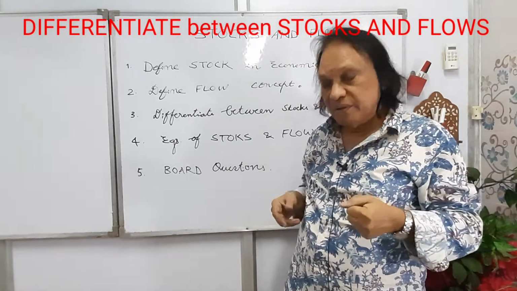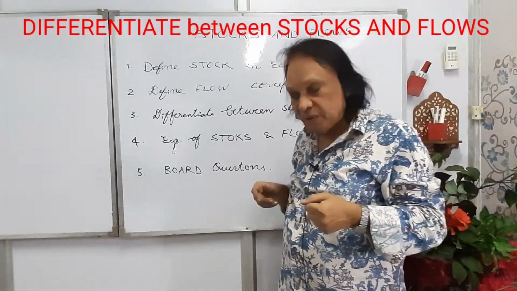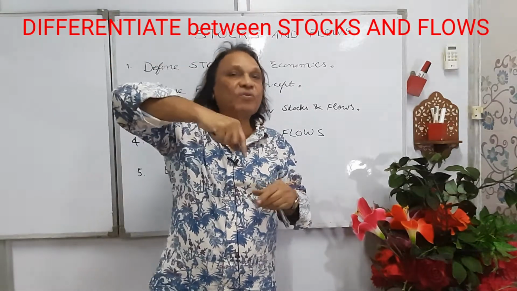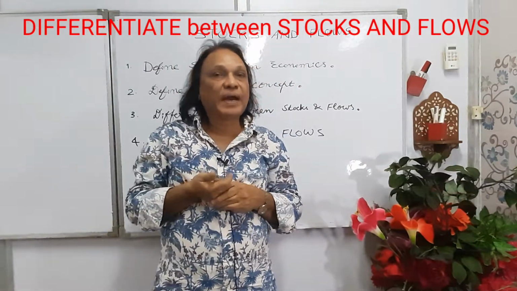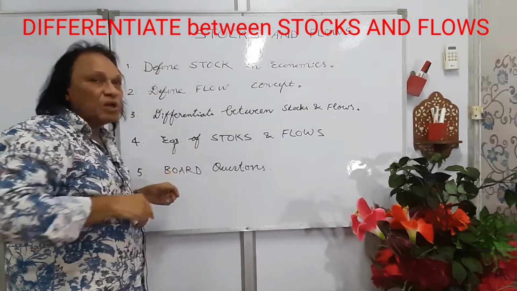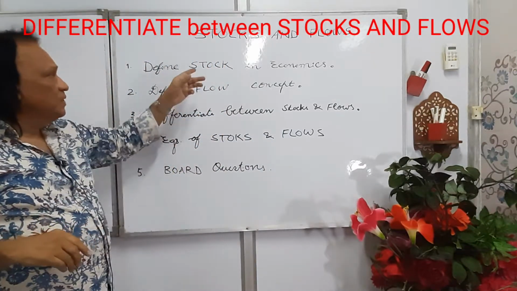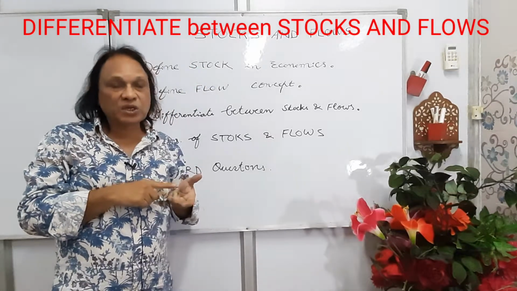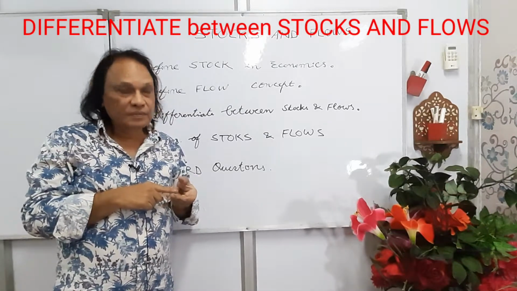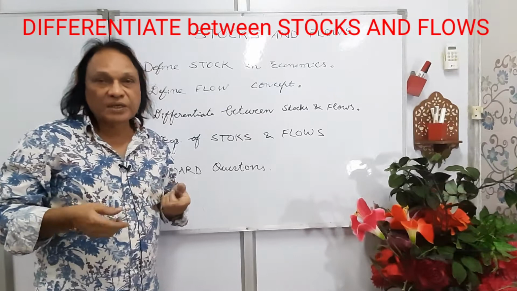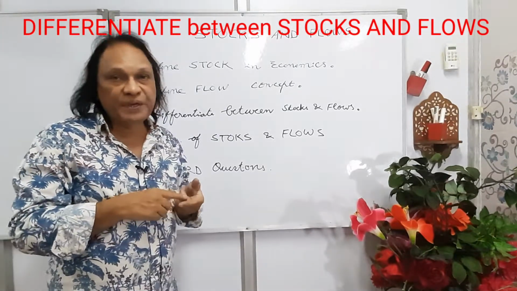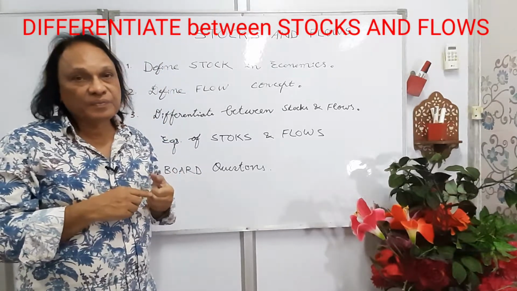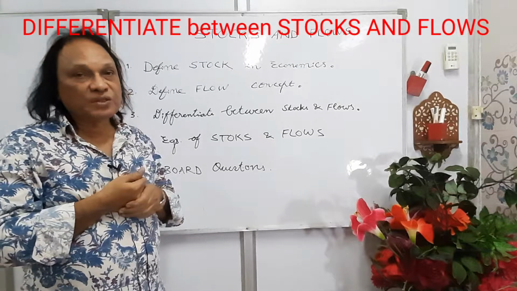And the last point, stock influences flow and flow also influences stock. And we can write some examples always, stock and flow. In case of stock, you can write national wealth is a stock, national capital is stock. In case of flow, national income is flow, GDP is flow, NDP is flow, NNP is flow, exports of the country. These are the flow concepts.